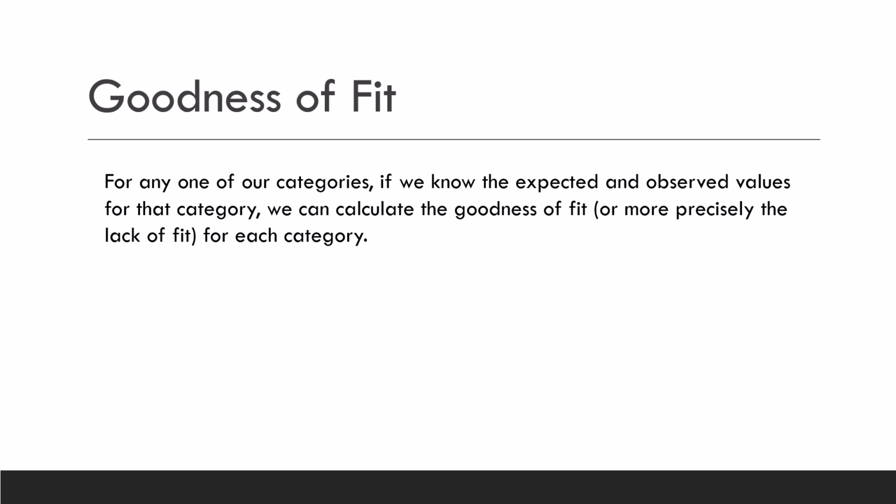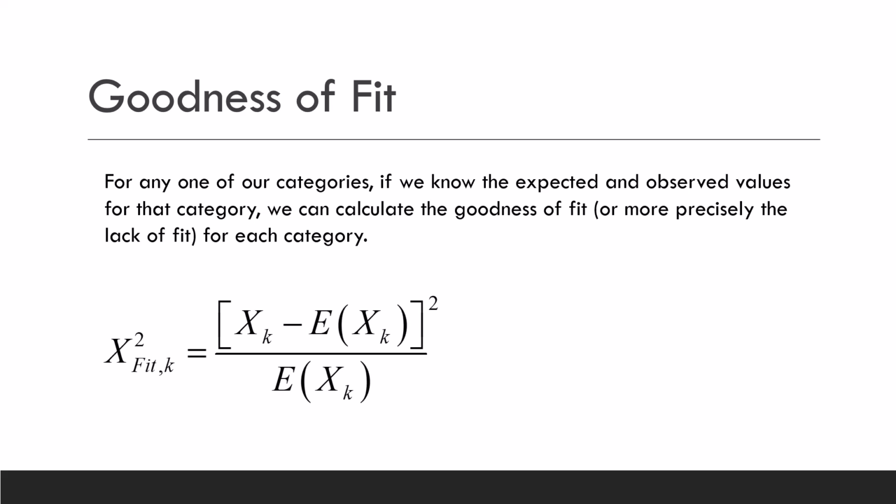For any of our categories, if we know the expected and observed values for that category, we can calculate the goodness of fit, or more precisely, the lack of fit, for each category, and we do so with this formula. X squared of fit for the kth category equals our observed number of observations from that category minus what we expected from that category, quantity squared, divided by what we expected from that category.